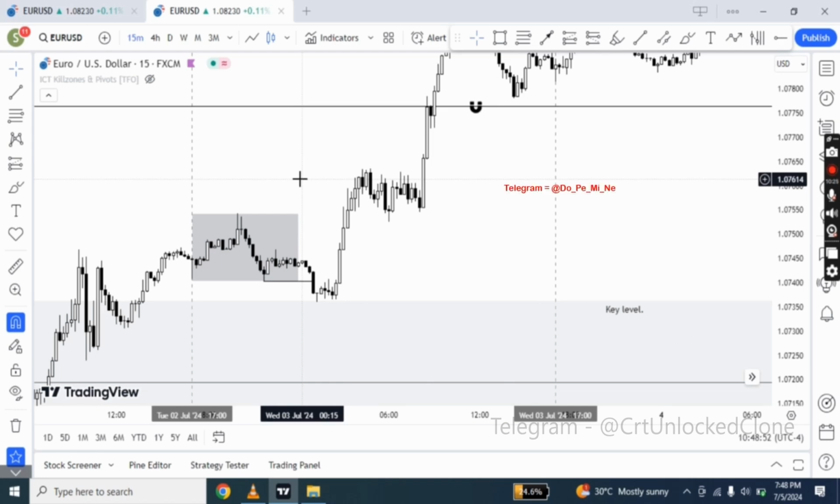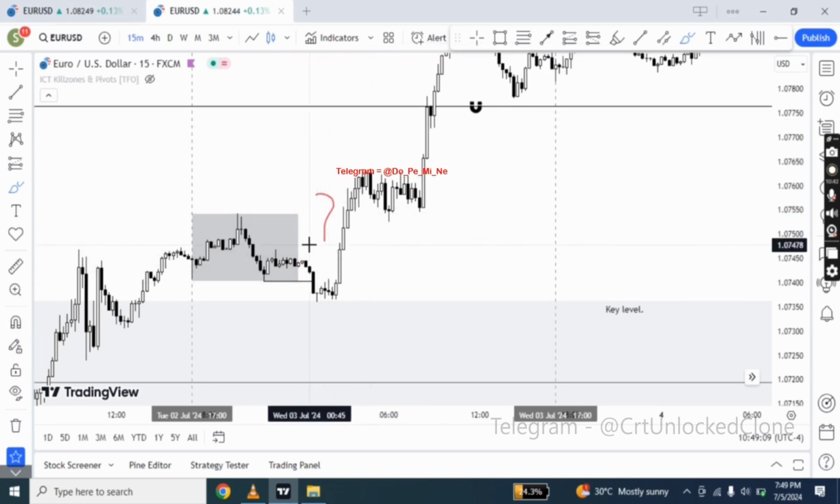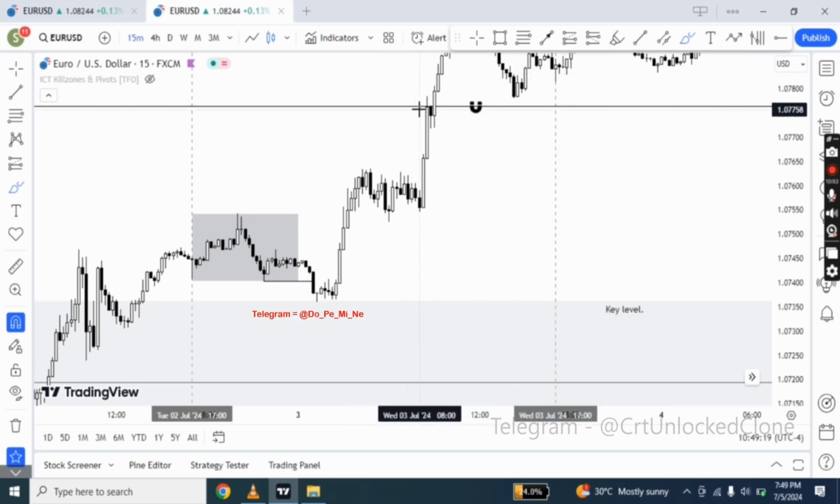Now, we are left with another problem again. We know that we can have two possible outcomes after a ranging profile, right? And those are expansion and manipulation profile. Now, again, if we hadn't done that higher time frame analysis, then we wouldn't know which profile to expect. Should we expect an expansion profile or a manipulation profile, right? We know that our drawn liquidity is higher, but another problem is which profile to expect. We can have two possible outcomes. So what are we going to do in this case?